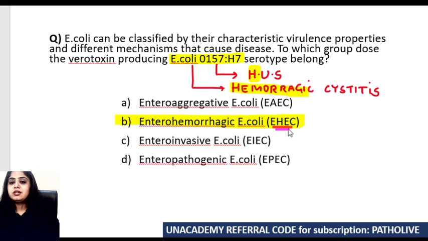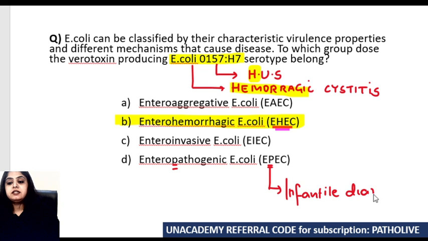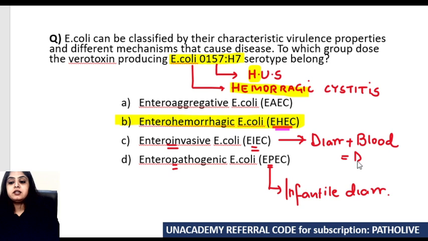If I quickly go on to what are the other types that are given over here and what are the other things that it can cause. So when I'm talking about enteropathogenic E. coli, the P should remind me of pediatric. So basically this is associated with infantile diarrhea. Next, when I talk about entero-invasive E. coli, invasion, anything that causes invasion is definitely going to be associated with bleeding. So not only will this patient have diarrhea, but there's also going to be blood in the stool. So basically, I'm talking about a case of dysentery in this case. Entero-invasive E. coli is associated with dysentery.